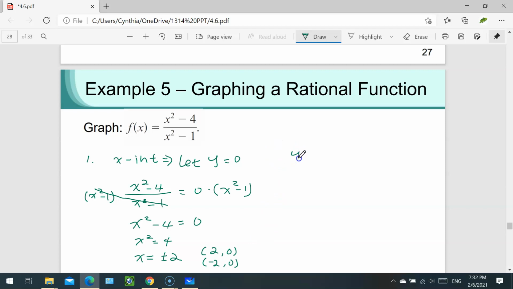Finding the y-intercept, we let x equal 0. So we substitute the 0 back into the function. Now you have 0 squared minus 4 over 0 squared minus 1, which is negative 4 over negative 1. So it's 4. So 4 is your y-intercept. So your y-intercept coordinate point is (0, 4).